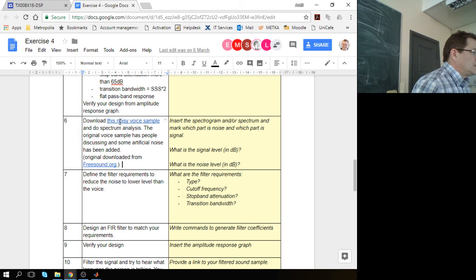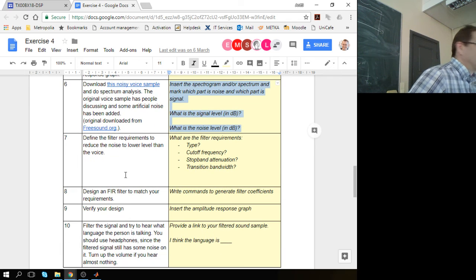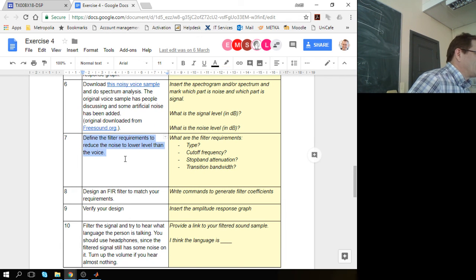Then I have a noisy voice sample, do the spectrum analysis. Did we do some spectrum analysis on the third exercise last time? Yes. Okay, good. Spectrogram of that one, finding the signal level and noise level. And define the filter requirements.